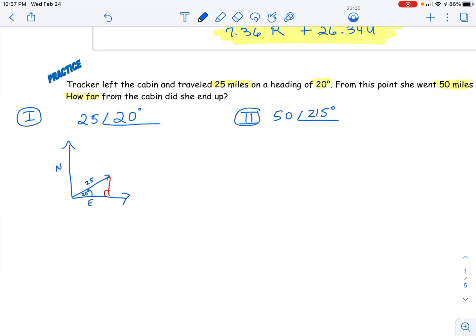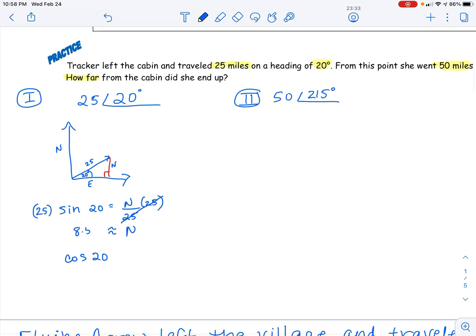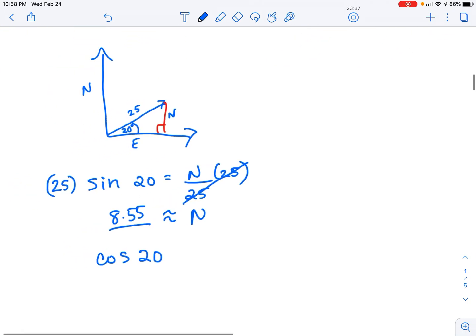Okay, good. Alrighty. Now let's find sine of 20, and then we're going to find cosine of 20. So sine of 20 is always going to be opposite over hypotenuse, which over here is our north side. So that's going to be north over 25. And that is going to be approximately 8.55. Please put that in your calculator and double check me.